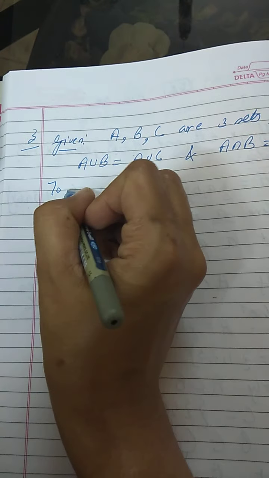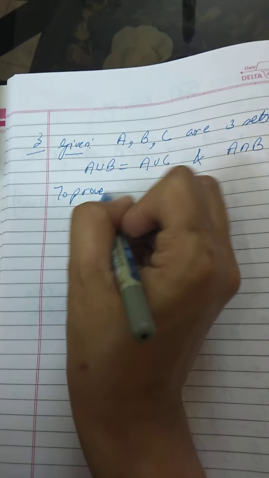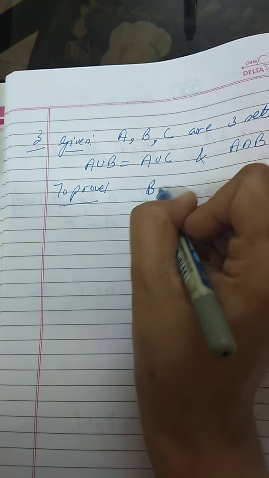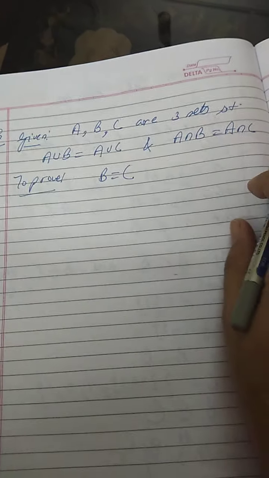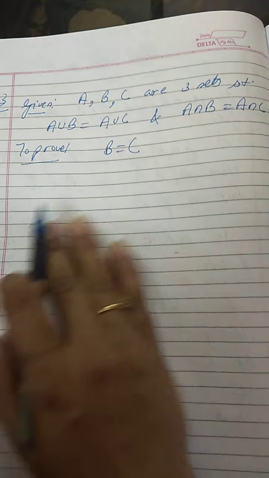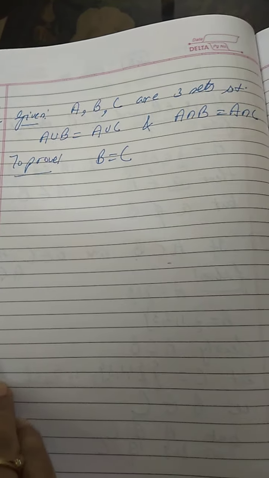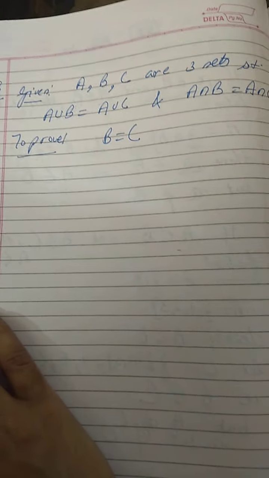What we have to prove? We have to show that B is equal to C. Remember, we will prove it. We will not give any example to show that yes, it is true. We have to prove the result.